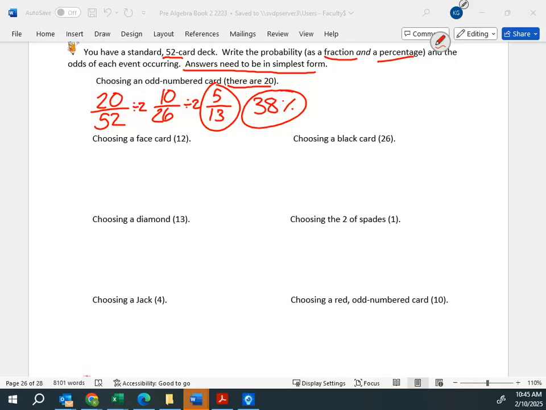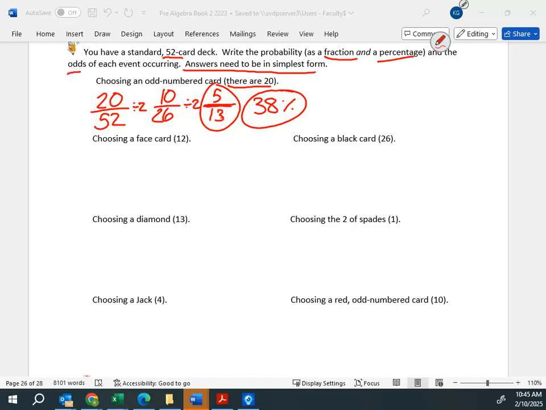Not 50, 5. 5 divided by 13: the top number, your numerator, divided by, that's the fraction bar, your denominator. Round to the hundredth place, so you should get 38%. So that's our probability as a fraction and as a percent. Fraction in simplest form.